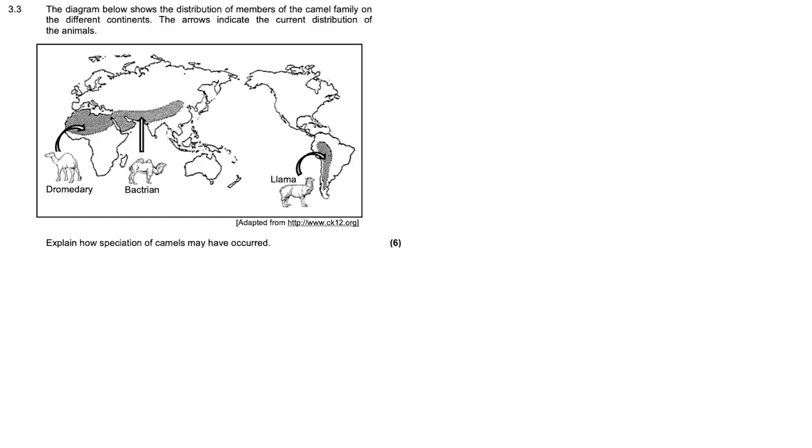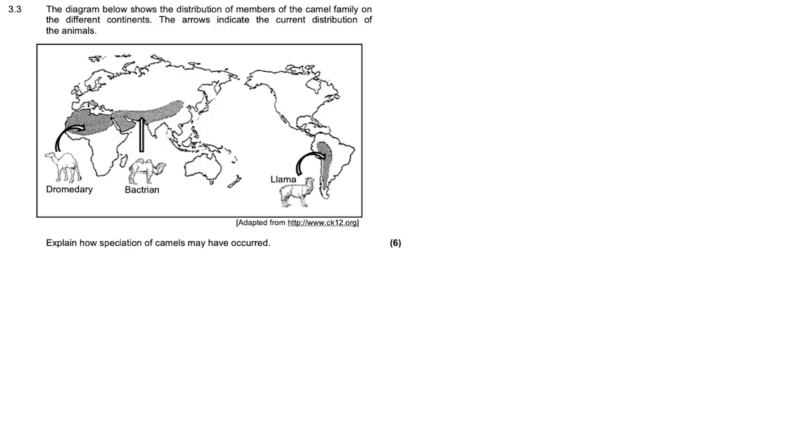Today we're going to be looking at a question on speciation. The diagram below shows the distribution of members of the camel family on the different continents. The arrows indicate the current distribution of the animals. Explain how speciation of camels may have occurred.